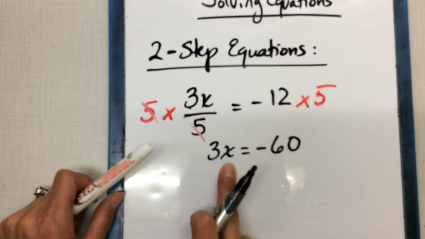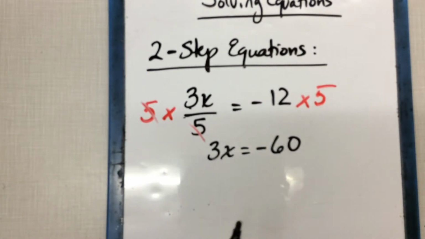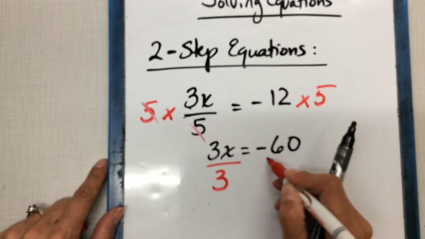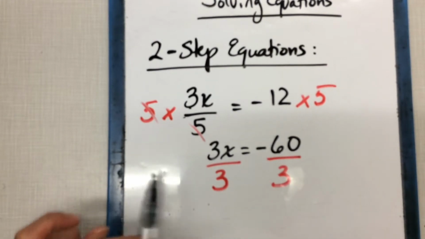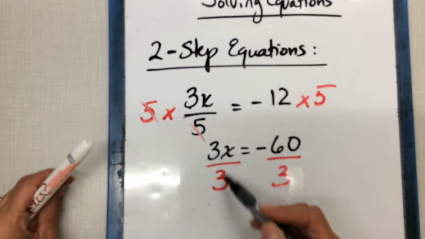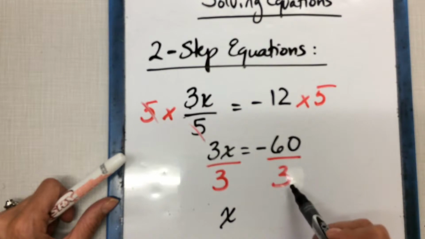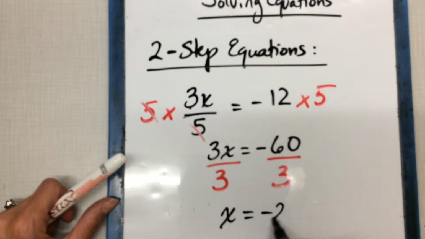Now, what is happening to this variable? It is being multiplied by 3, and so the opposite operation would be to divide by 3. And in this case, we can then divide these, and we're left with x. Negative 60 divided by 3 is equal to negative 20.